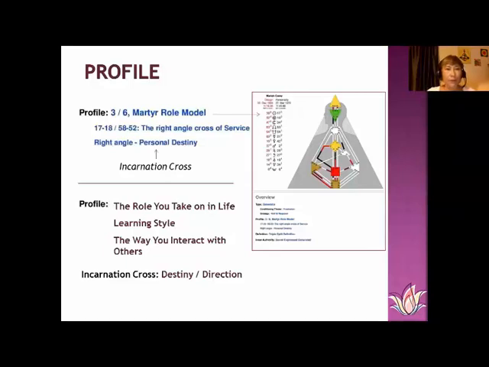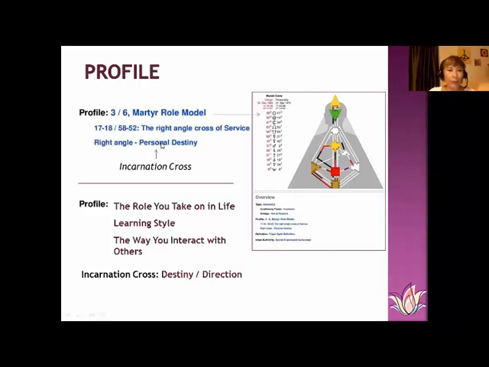Okay, so let's move on to profile. Profile is actually taken from, it's down here in the keynotes, but here's how you find your profile. You look up here at the line values on your conscious and unconscious sun and earth. And you can see here that Mariah Carey's profile is 3-6, and you can see that these lines in her sun and earth are 3 on the personality side and 6 on the design side.